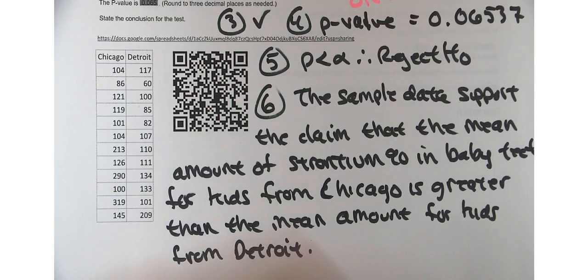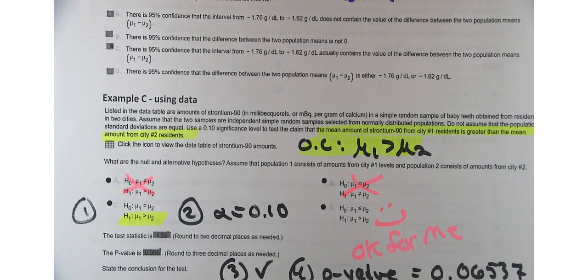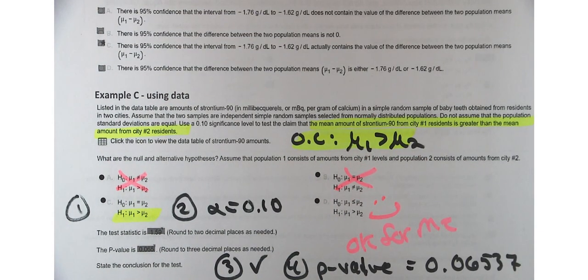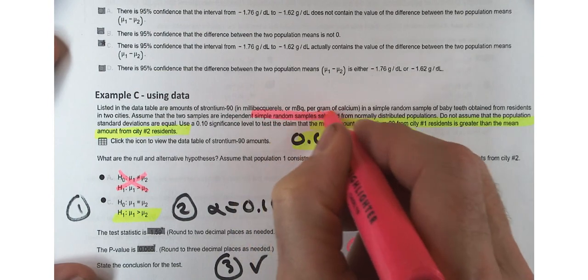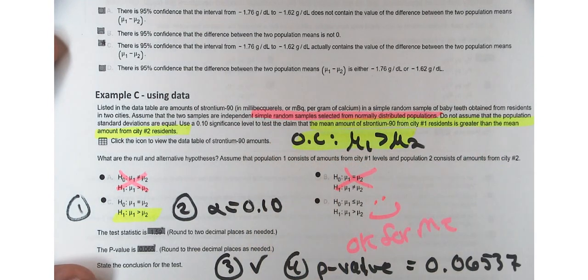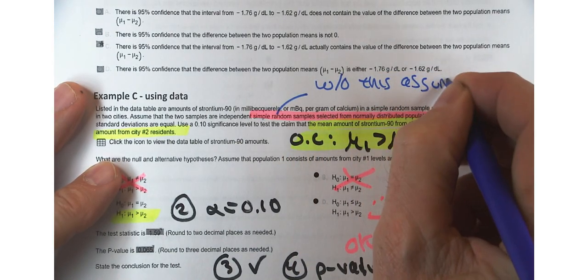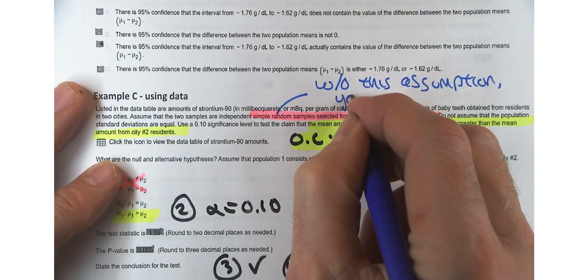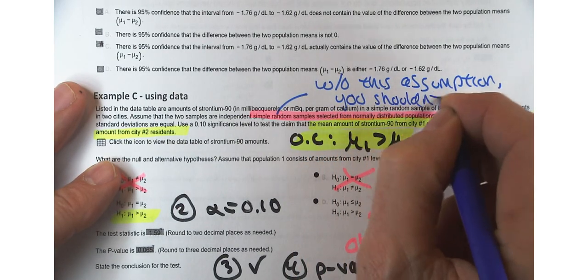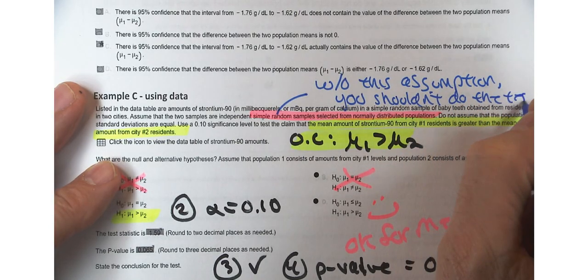The reason we could get away with going ahead here is that they actually say in the problem, and I didn't catch this in my morning class, to assume that they have simple random samples from normally distributed populations. So that gives you license to go ahead and do the test. But without this assumption, you shouldn't do the test. At least this way.